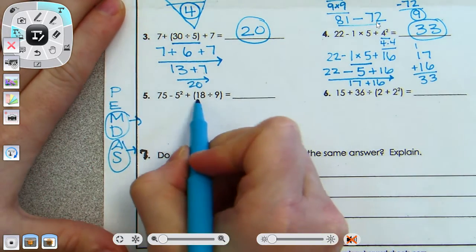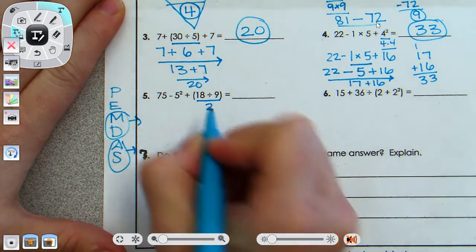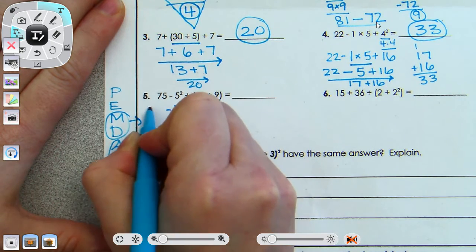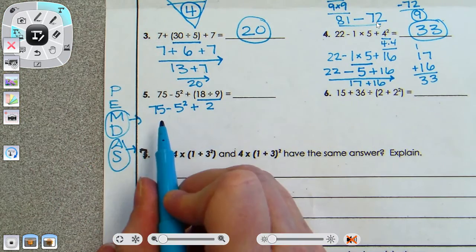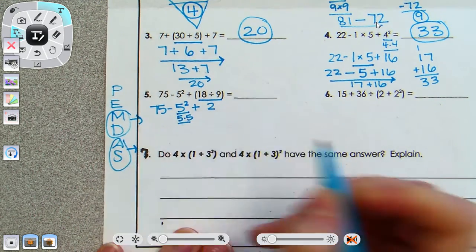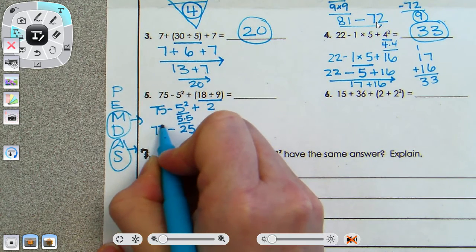Okay, so parentheses comes first. 18 divided by 9 is 2. Walls fall down, so I'm going to bring everything else down. We have a plus, we had a 5 squared, and 75. Parentheses are done. Exponents, 5 squared. Remember, that's 5 times 5. So 5 times 5 is 25. I'm going to bring down everything else.